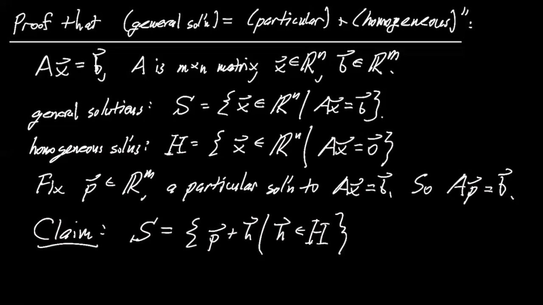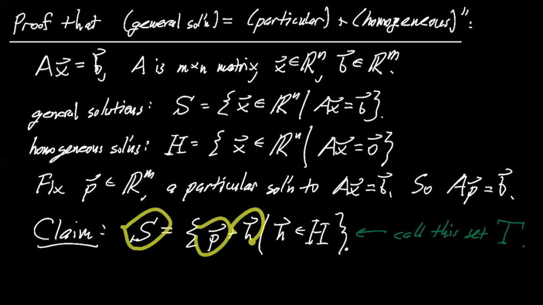Right? And so let's give this set a name. Let's just call this set T, maybe. Okay. So the claim really is that S equals T. That's just a way to sort of formalize the idea that every general solution, that's everything in S, is of the form P plus h, where h is a homogeneous solution.